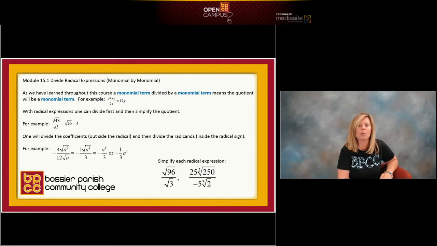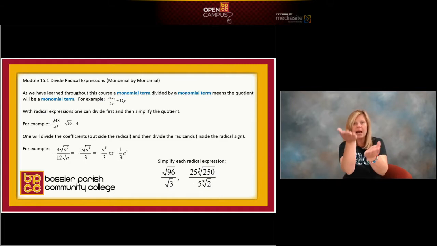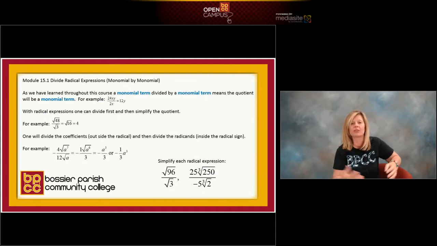So if you look at your PowerPoint, my first example is real simple. It says 24xy divided by 2x. So we know 24xy is a monomial because it's connected by what operation? That's right, multiplication. And 2x is a monomial because it's also connected by multiplication. And as long as you're connected by multiplication, we've already discussed, then you are able to do division because mom and dad, multiply and divide, go together.